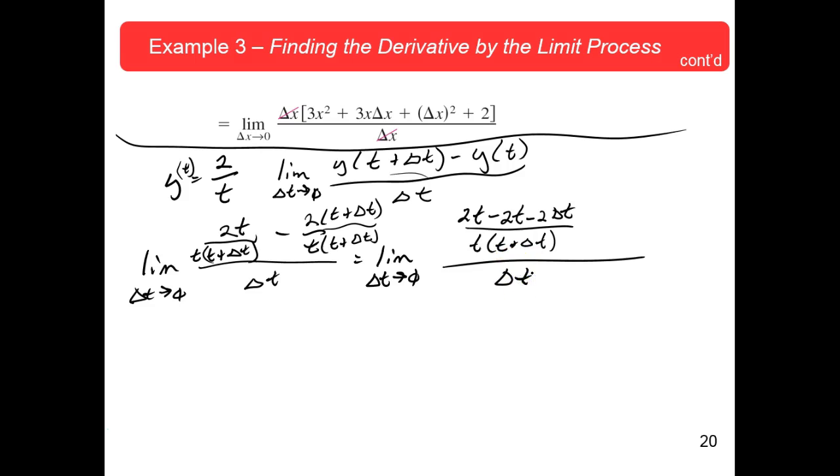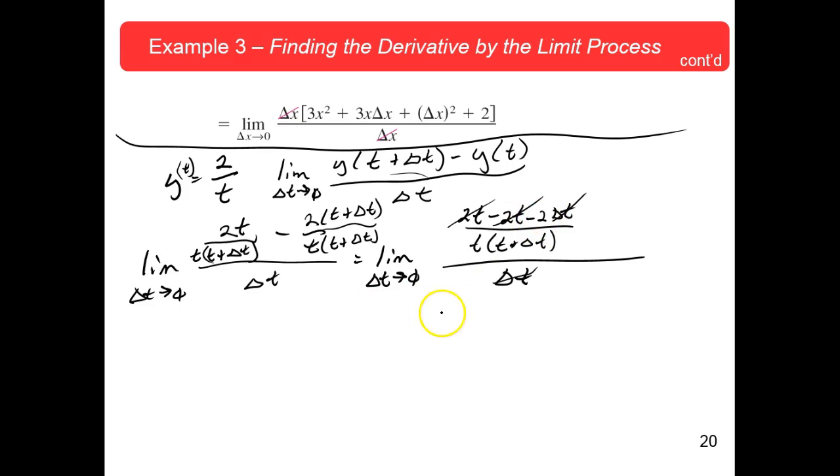Okay? But what do you see happens? Magic again. The 2t minus 2t is 0. A little bit more magic. This delta t can divide out that delta t. So now we can take a limit and let this delta t go to 0. Okay, and what would we get?